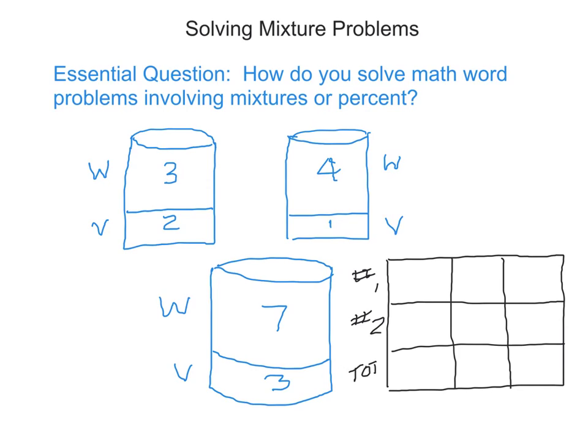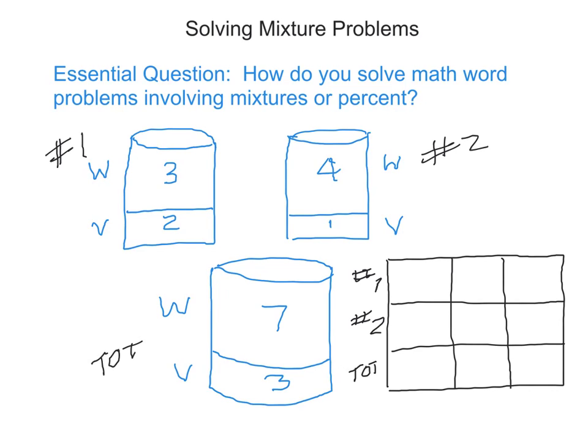Now, let's take this information and put it into a table. Rather than drawing a picture of 3 containers, let's put this all into a table. I've got a table here with 9 blocks in it. The top row is going to represent mixture number 1, that's this one in the upper left here. The second row is going to be mixture number 2. And the third row is the total when we combine the two.